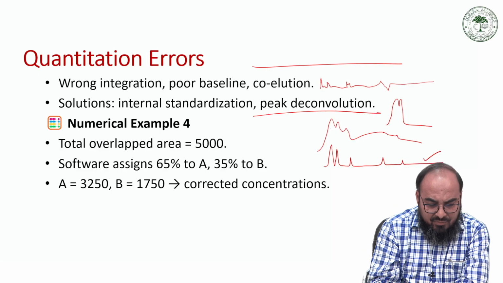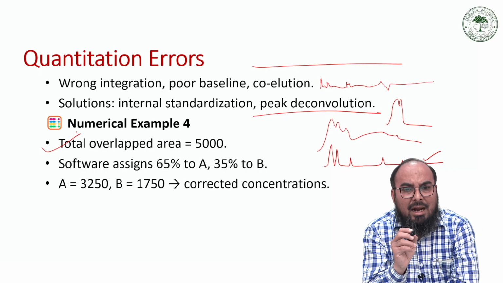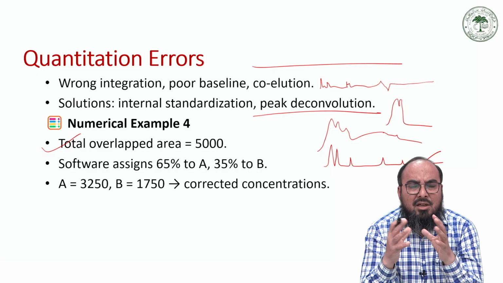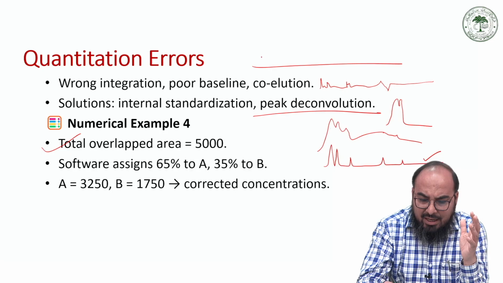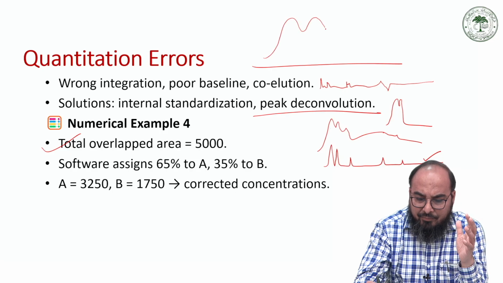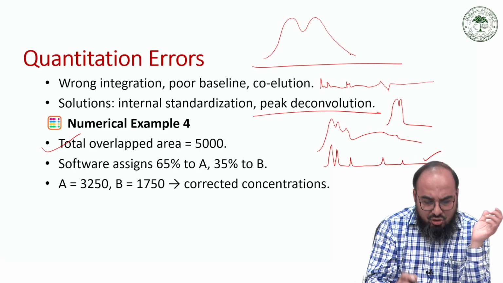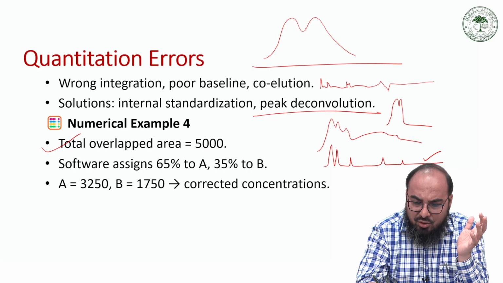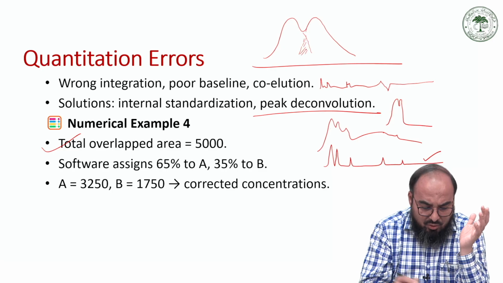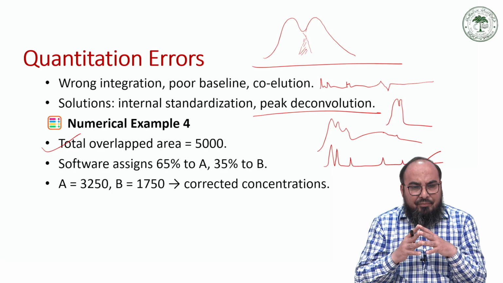So let us do certain numericals to clear all our issues. For example, consider that the total overlapped area is 5000. That is, you have a situation where two components are coming and they have a certain common area like this. If you are going to interpolate, then your peaks look like this. So these are the overlapping areas, and the overlapping area is 5000.